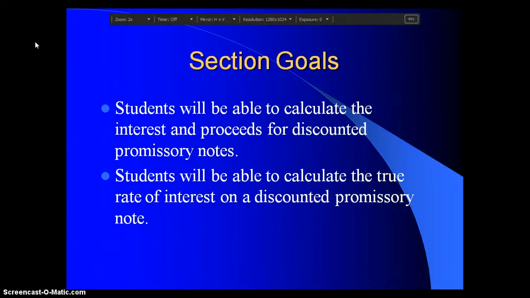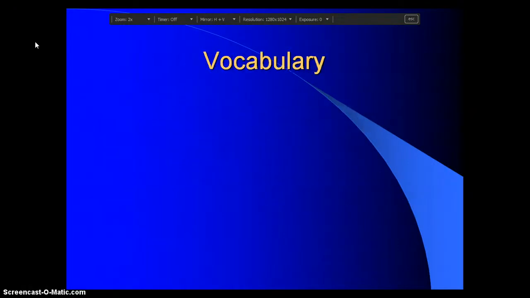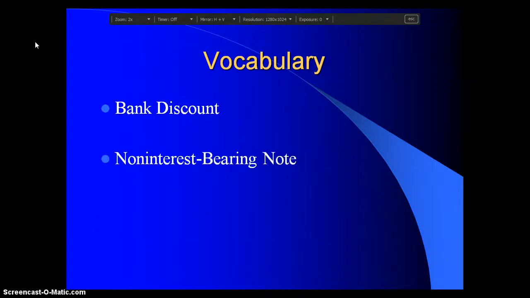Now these things you guys have already done in the past. It's just a new twist on what you have done. Vocabulary wise, you have a couple things here. A bank discount, this is when they collect interest in advance for your promissory notes. So it's still interest, but you have to pay it before they give you the proceeds of the note.